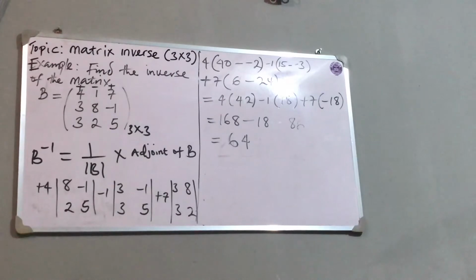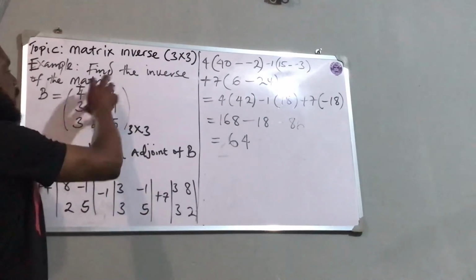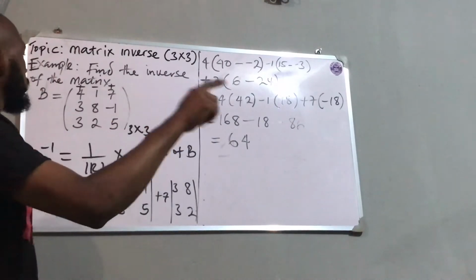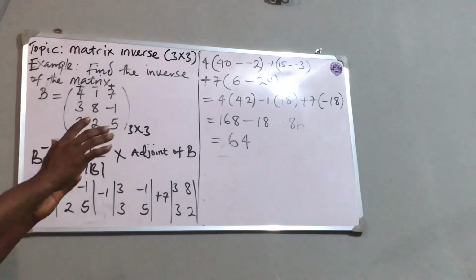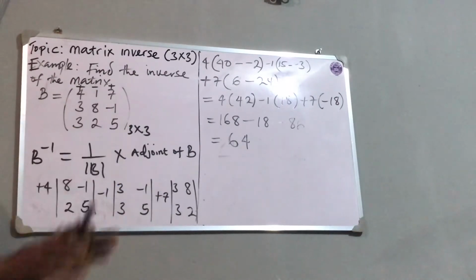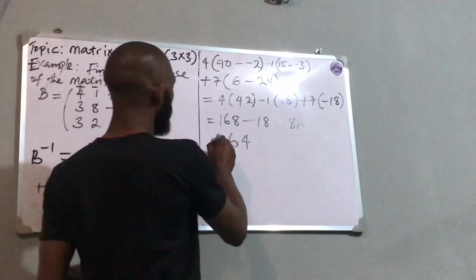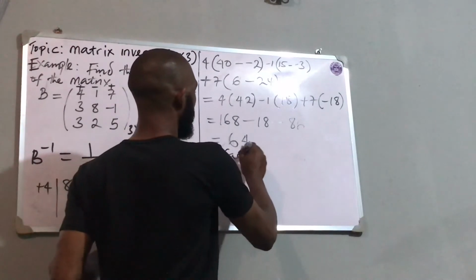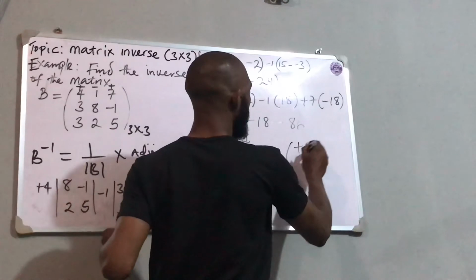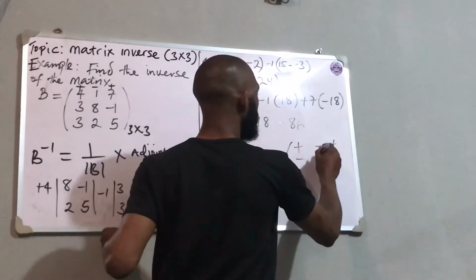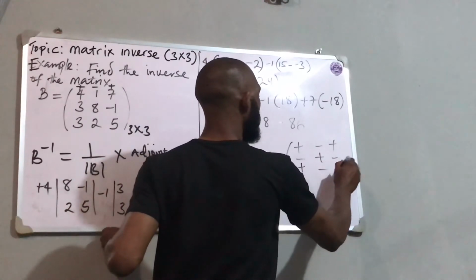Quickly, I'll just tell you how to get my cofactor. Cofactor for a 3 by 3 matrix is your plus, minus, plus, minus, plus, minus, plus, minus, plus. So you are just putting the signs on each element. Okay, so cofactor is plus, minus, plus, minus, plus, minus, plus, minus, plus.